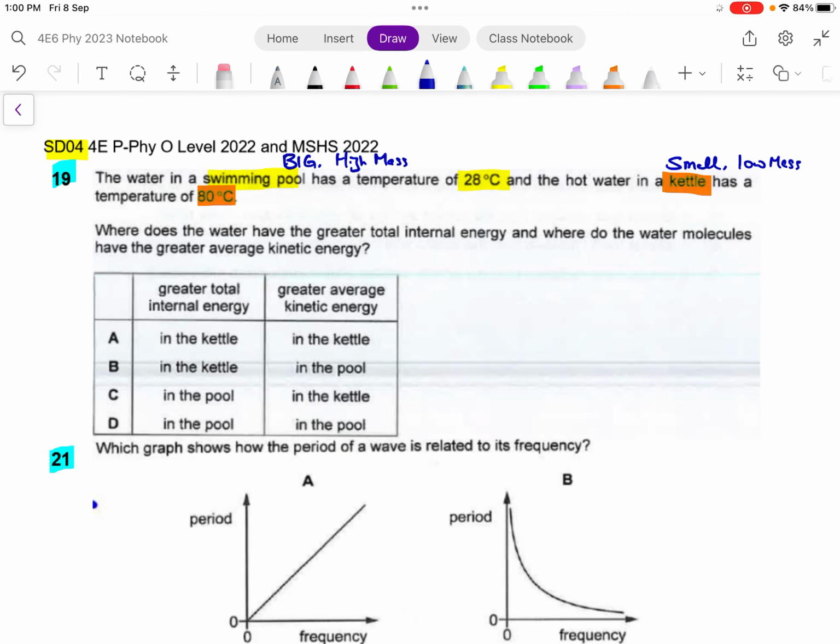Let's look at the question. Between the kettle and the swimming pool in the subject day, which one has greater total internal energy and which one has greater average kinetic energy? So they are checking whether you can tell the difference between total and average. Do you understand the implication? And we feel that this question is important. That's why we put it in the subject day 4. And we want to use the prelim to check whether you understand.